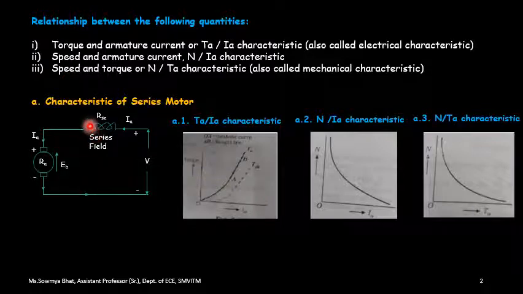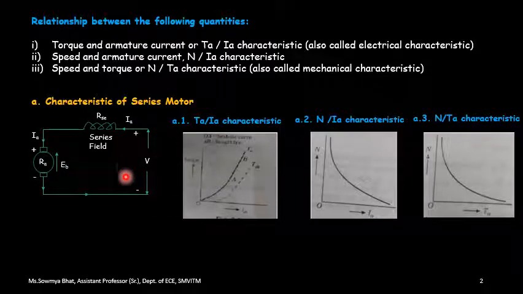First, let us concentrate upon the series motor. This is the circuit diagram for the representation of a series motor. As we have already discussed in the classification, depending upon the field winding, here the field winding is connected in series with the armature of a DC motor. So it is called a series type of DC motor.